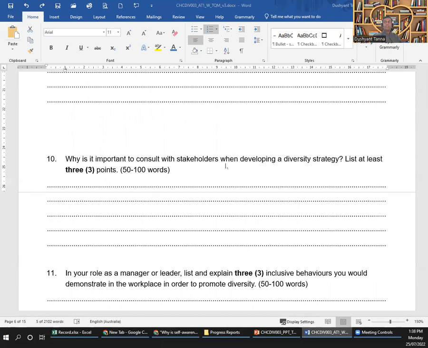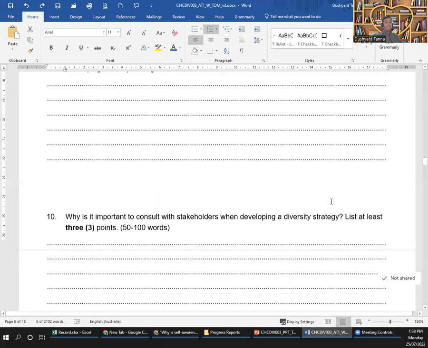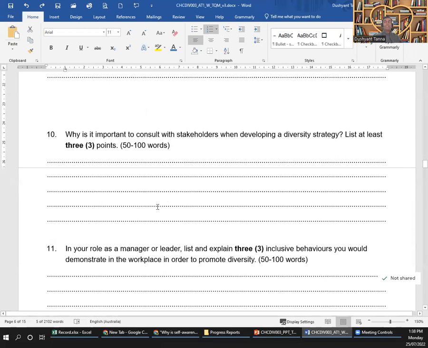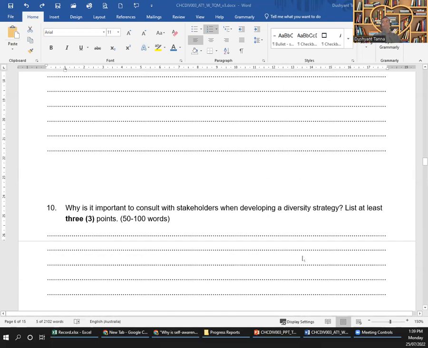Explain why it is important to consult with stakeholders when developing a diversity strategy, in at least 3 points. Here we are saying who you will consult, and up here the benefit of why. So if you are consulting with a government body or members of a government body, then they will provide you insight into all the relevant legislation, the laws, the policies that you should follow. If you're talking about NGOs, they will tell you what benefits it will bring to the community or society. So the benefit will be written in question 10.